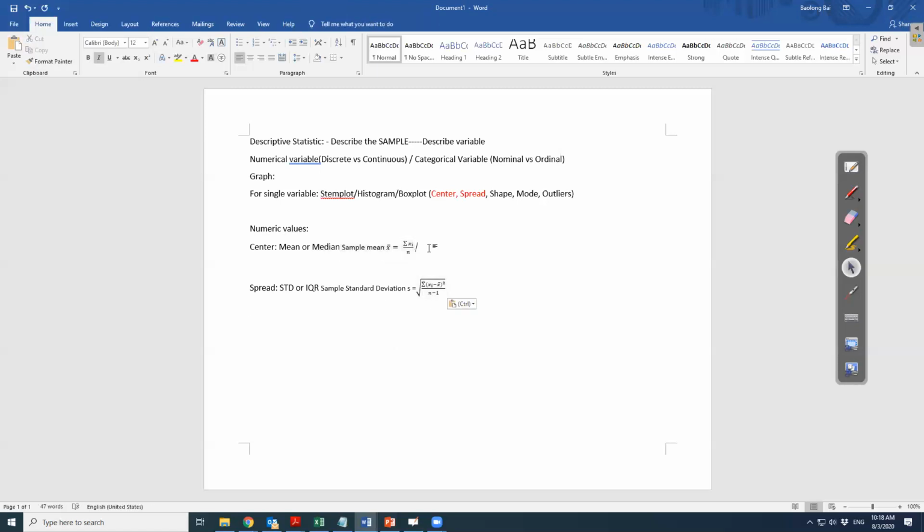Make sure you're able to find the mean and standard deviation for any data set, because we're going to use them all the time. Center and the spread. Mean is a measure of center. Standard deviation is a measure of spread. Okay. So this is for a single variable.